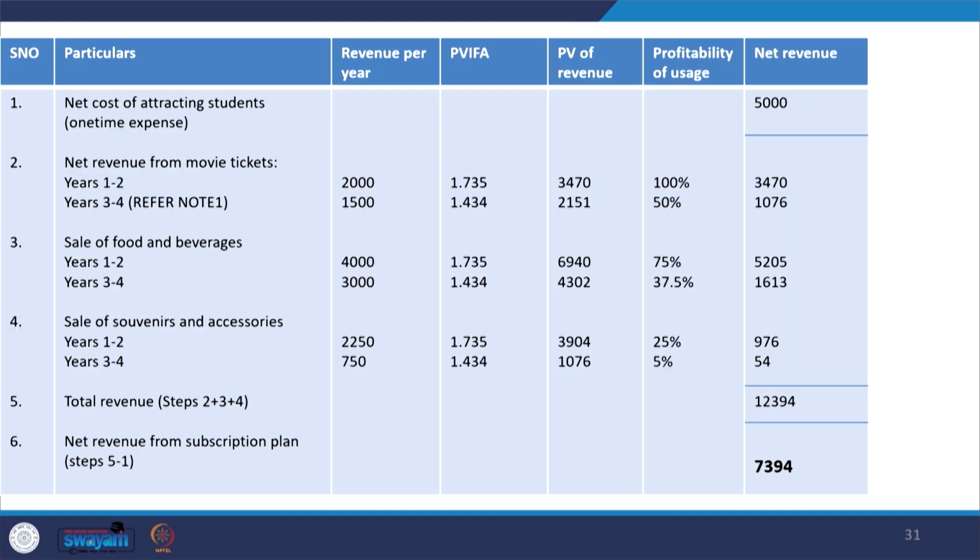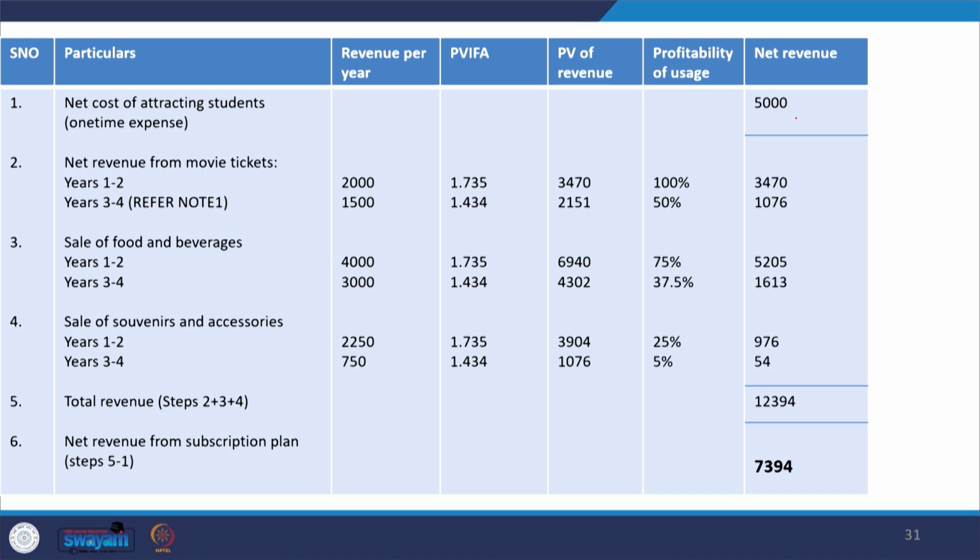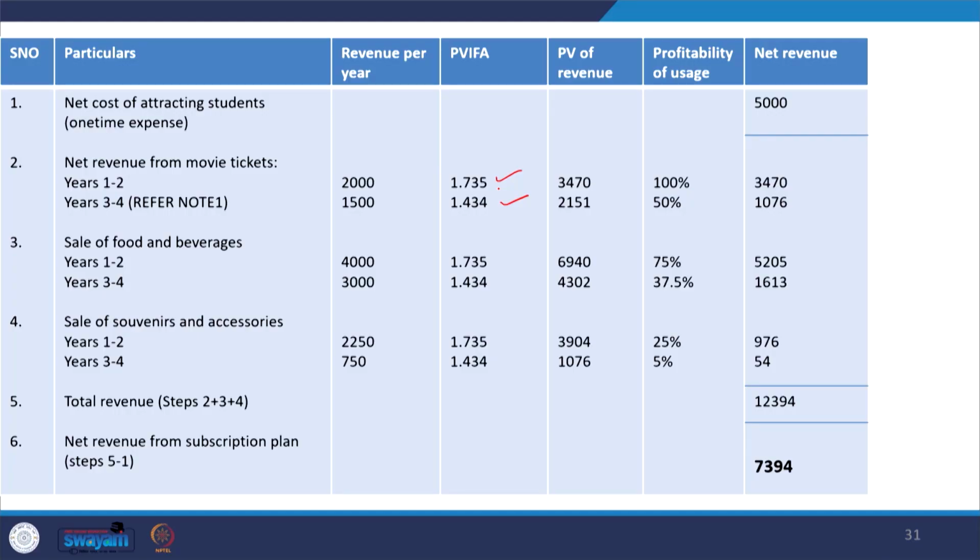So, let us now make the calculation. Step 1: net cost of attracting students, one time expense, is 5,000 rupees. So, the theatre owner makes a plan that they have to pay 5,000 rupees. Now, the revenue from movie tickets is 2,000 for year 1 and 2, and for year 3 and 4 it is 1,500. And we have already seen that the PVIFA is 1.735 for the first and second year, and 1.434, which we found by subtracting in the last slide, for the third and fourth year.